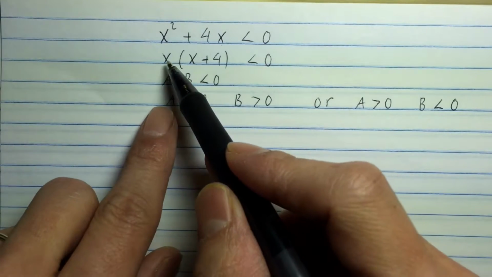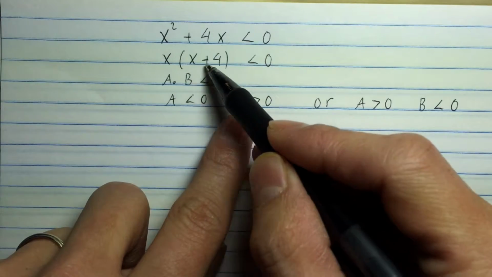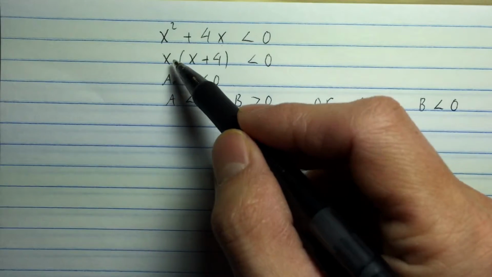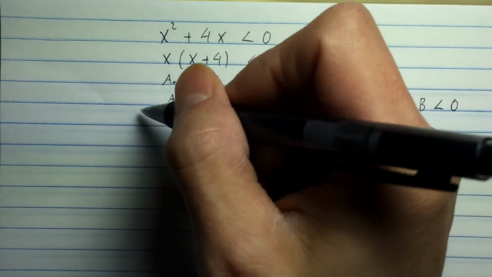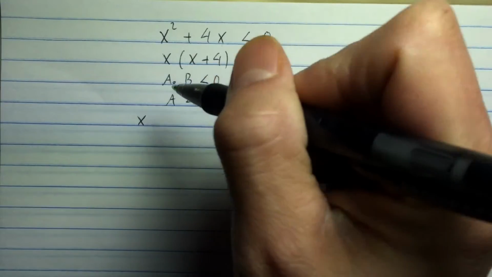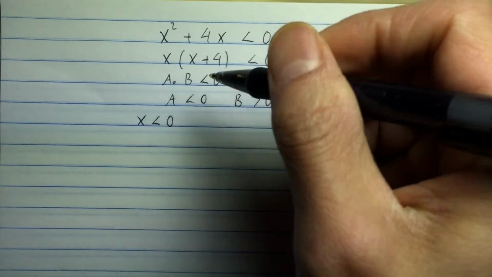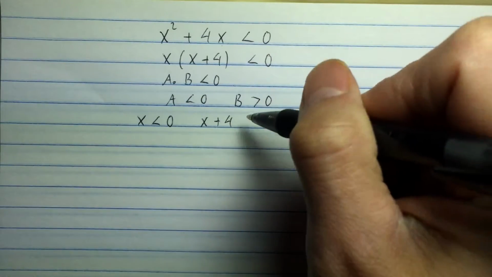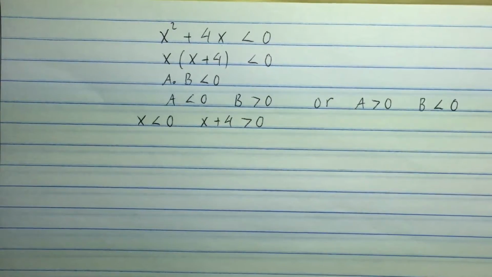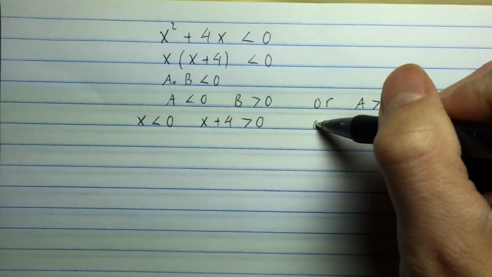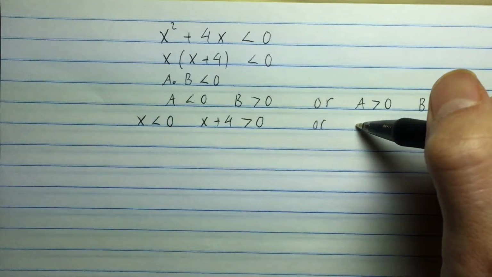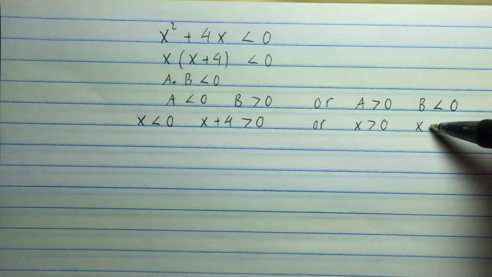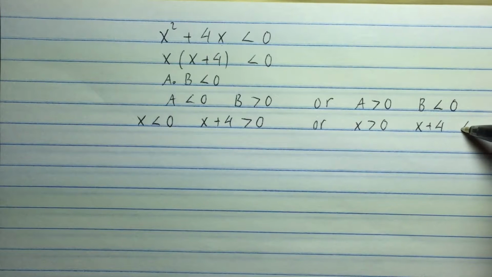So a equals x and b equals x plus 4. So I apply the formula into the equation. So x less than 0 and x plus 4 bigger than 0, or x bigger than 0 and x plus 4 less than 0.